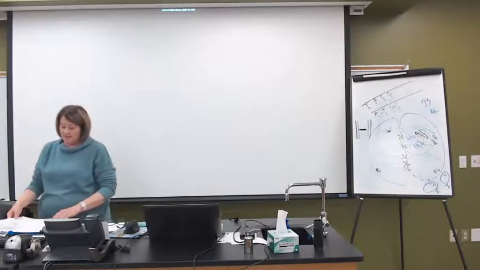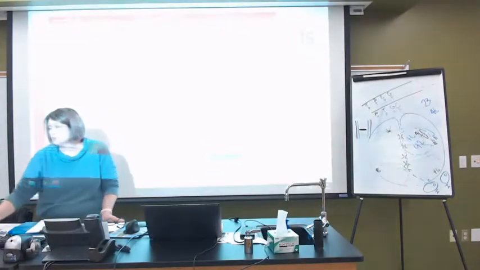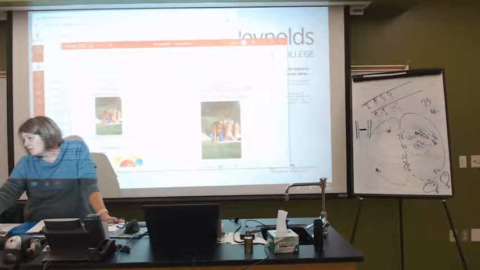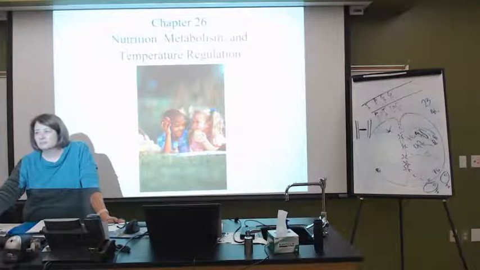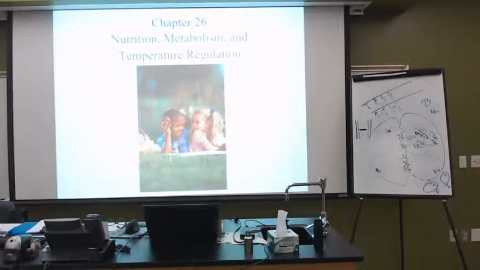So that is the end of chapter 4. Our next chapter, and you're probably wondering, why does chapter 26 come up next? Anybody wondered that yet? Why didn't we go from just 4 to chapter 5? Why did we go to chapter 26? Because your metabolism and your nutrition have to do with yourself.